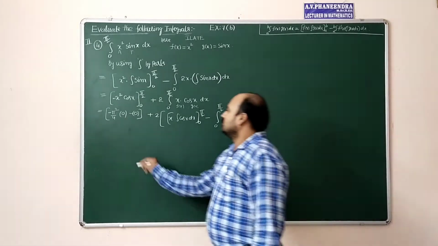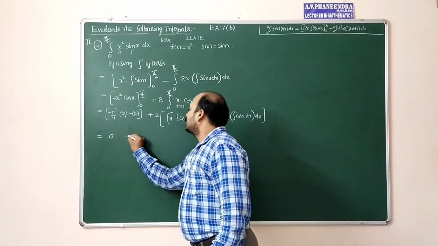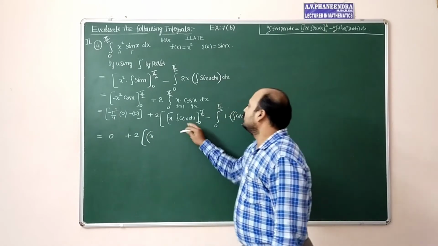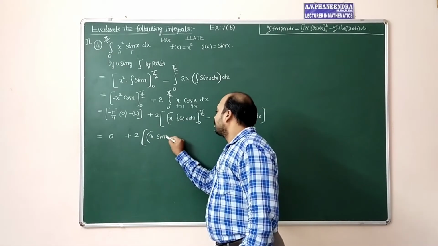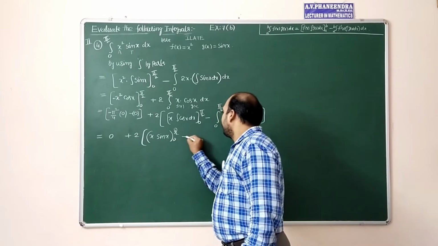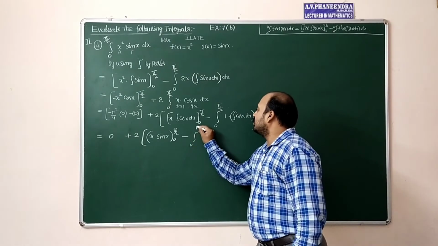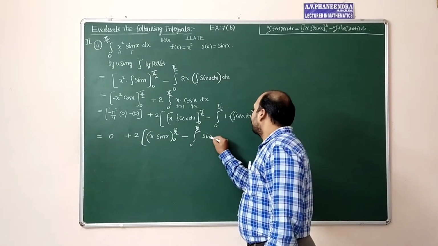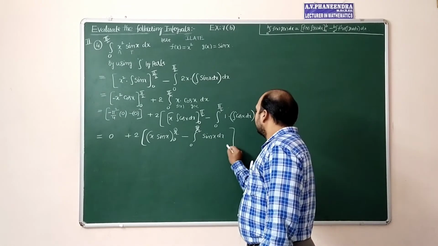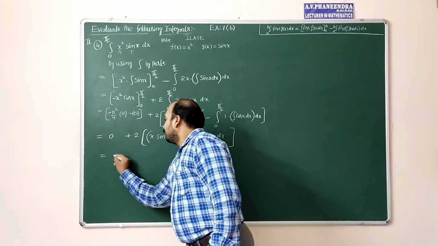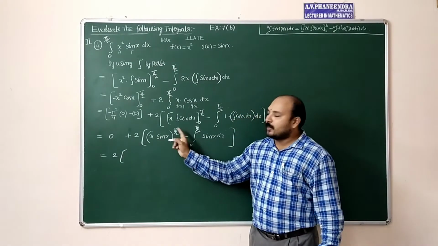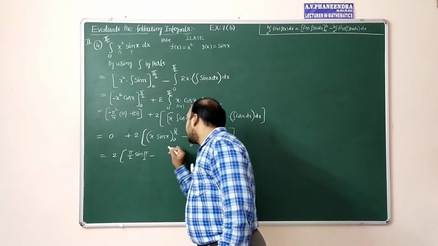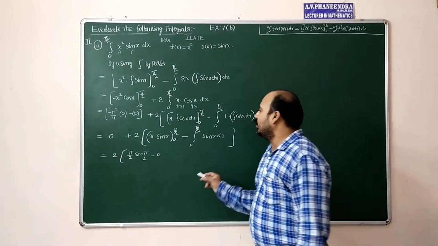keep bracket. So which is equal to 0 plus 2 into, now x into integral cos x is sin x, applying the limits 0 to pi by 2, minus integral 0 to pi by 2, integral cos x is sin x into dx, which is equal to 2 into, in place of x upper limit substitute pi by 2 into sin pi by 2, minus x is equal to 0, substitute, total term goes to be 0.